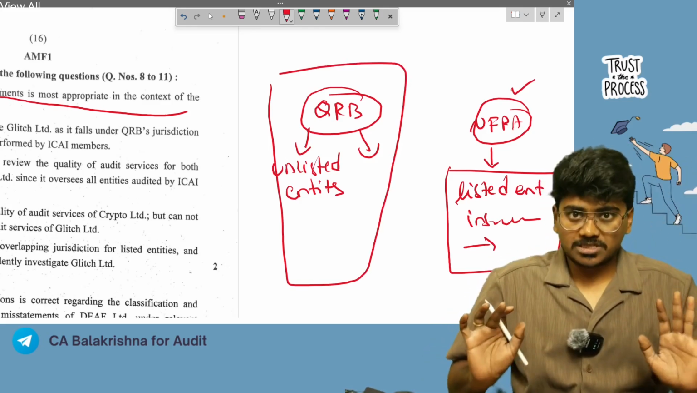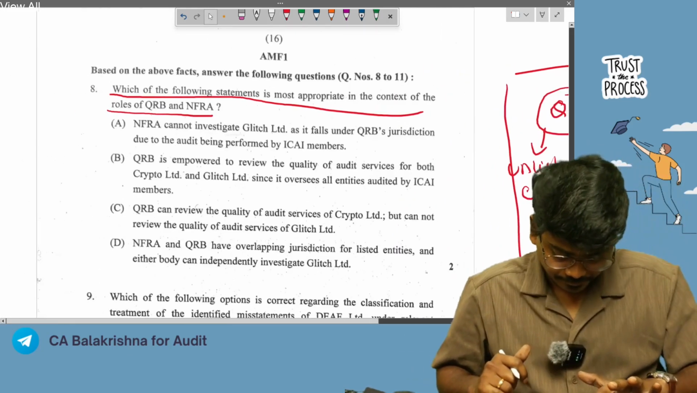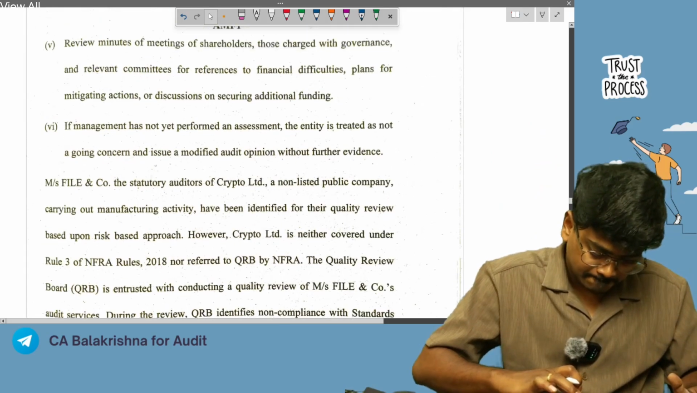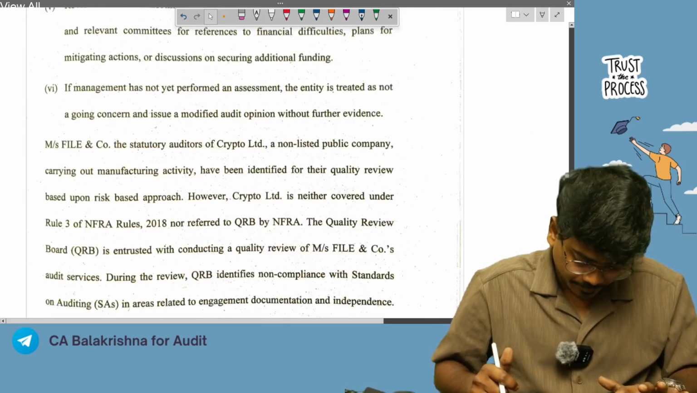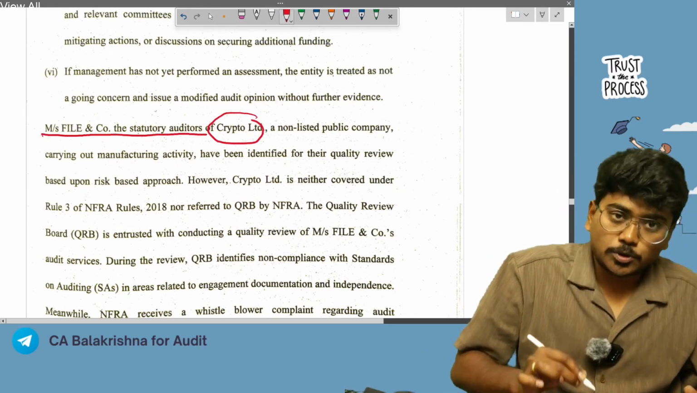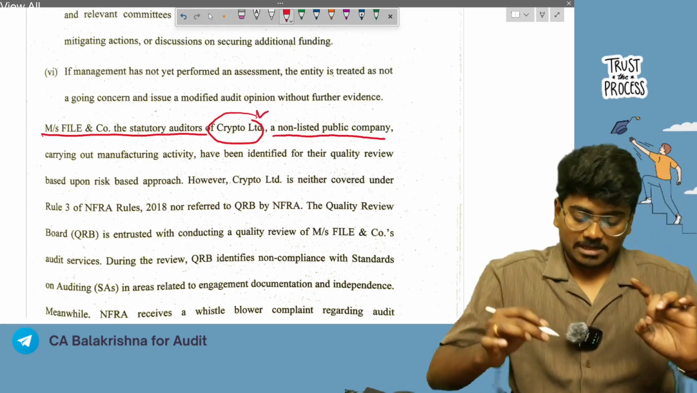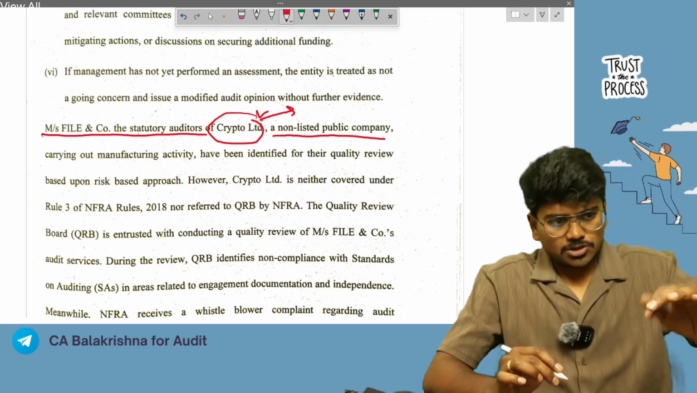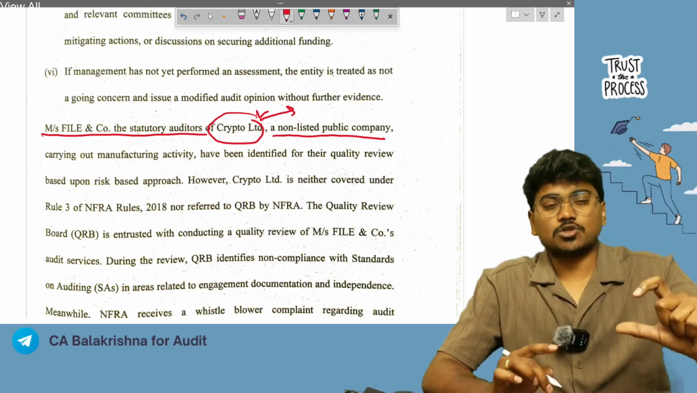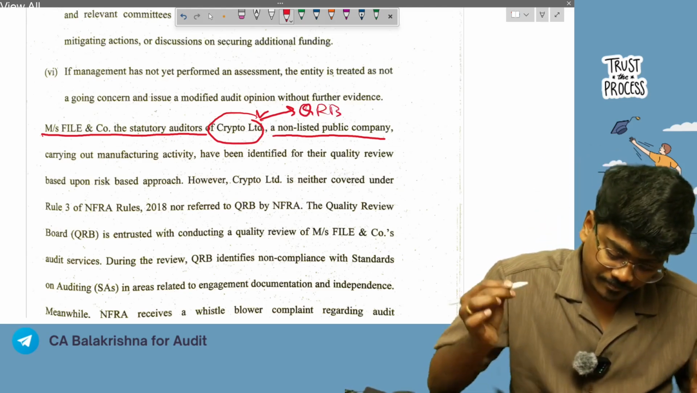Okay, hope you understood the concept. Now, coming to the question here, if you read the scenario, let's read it. Messrs File and Co are the statutory auditors of Crypto Limited, a non-listed public company. Let us assume its thresholds are below the prescribed thresholds, so it does not fall under the purview of NFRA. So it will be reviewed by QRB.